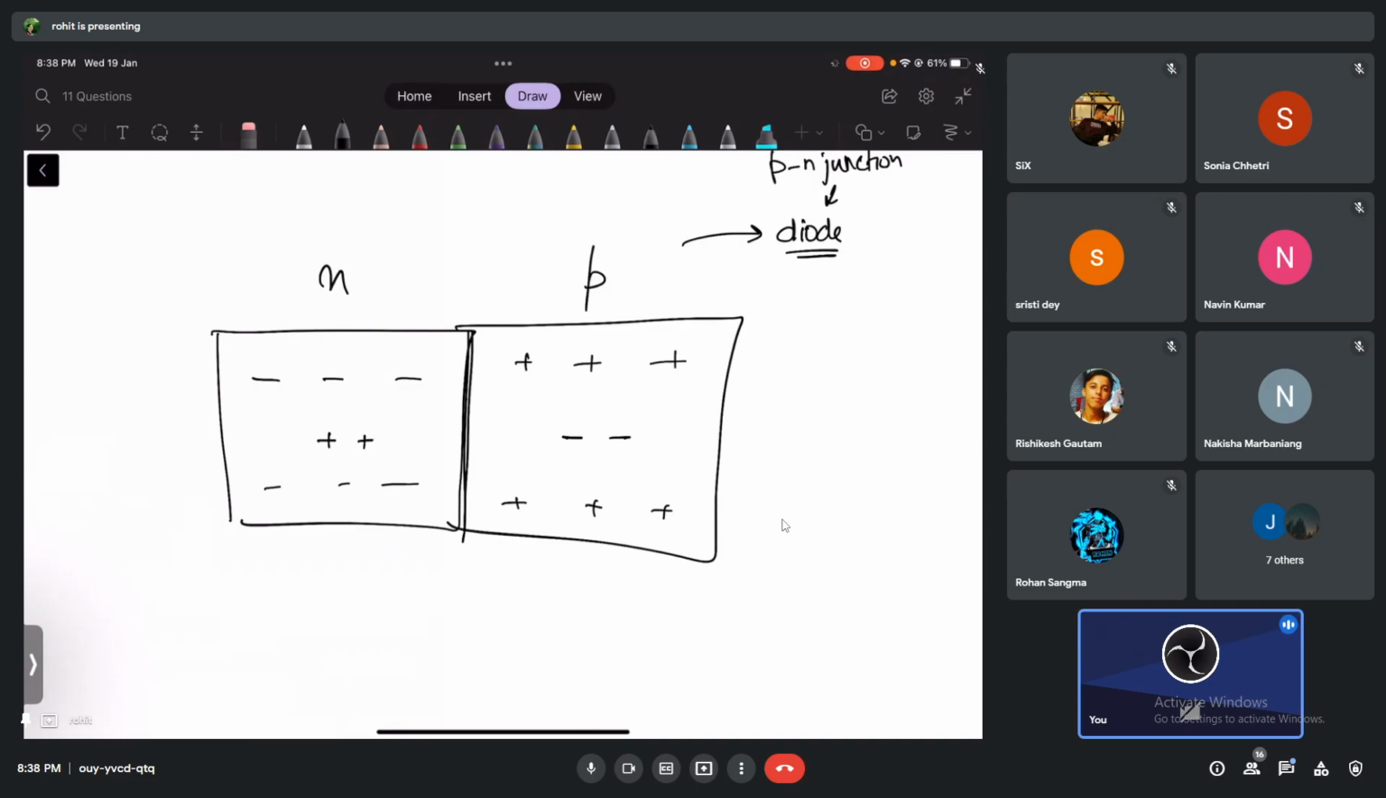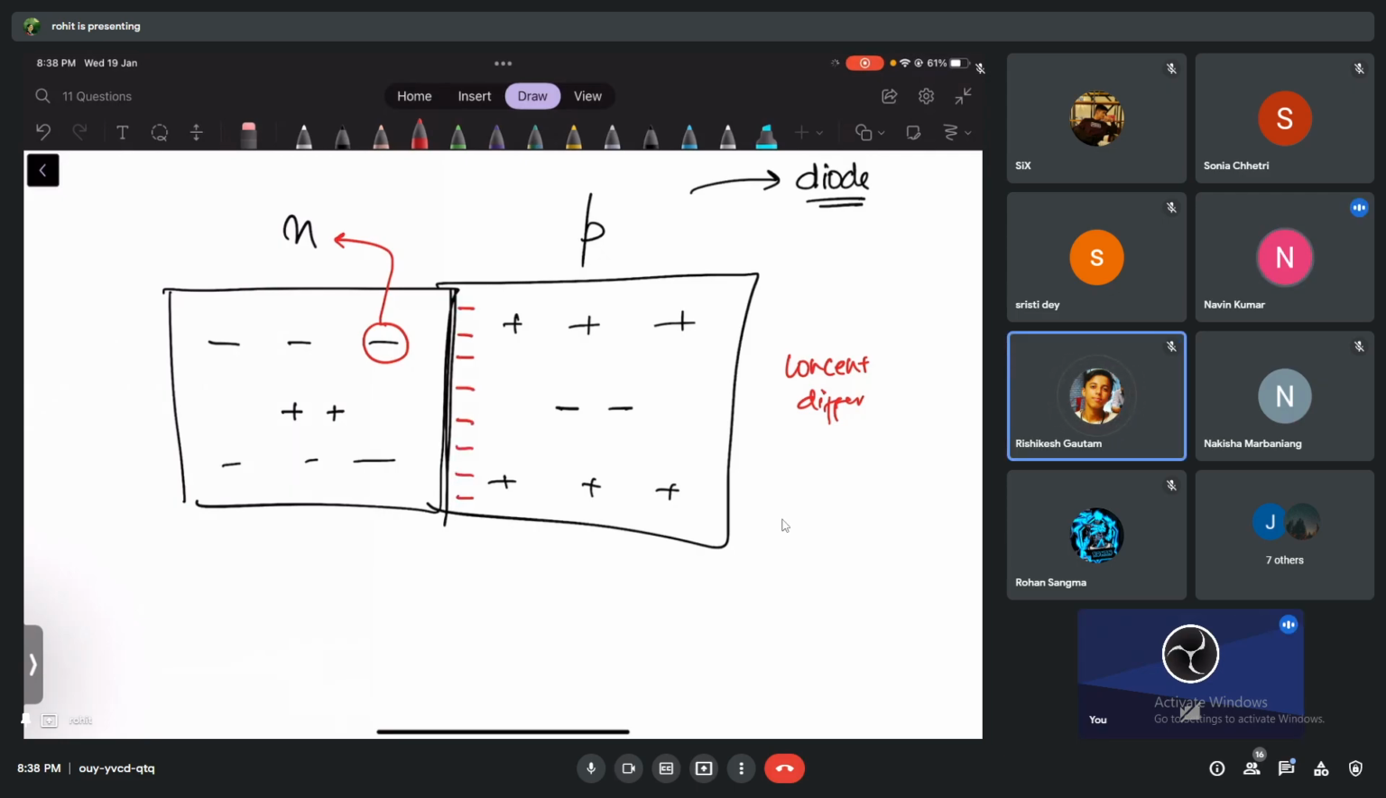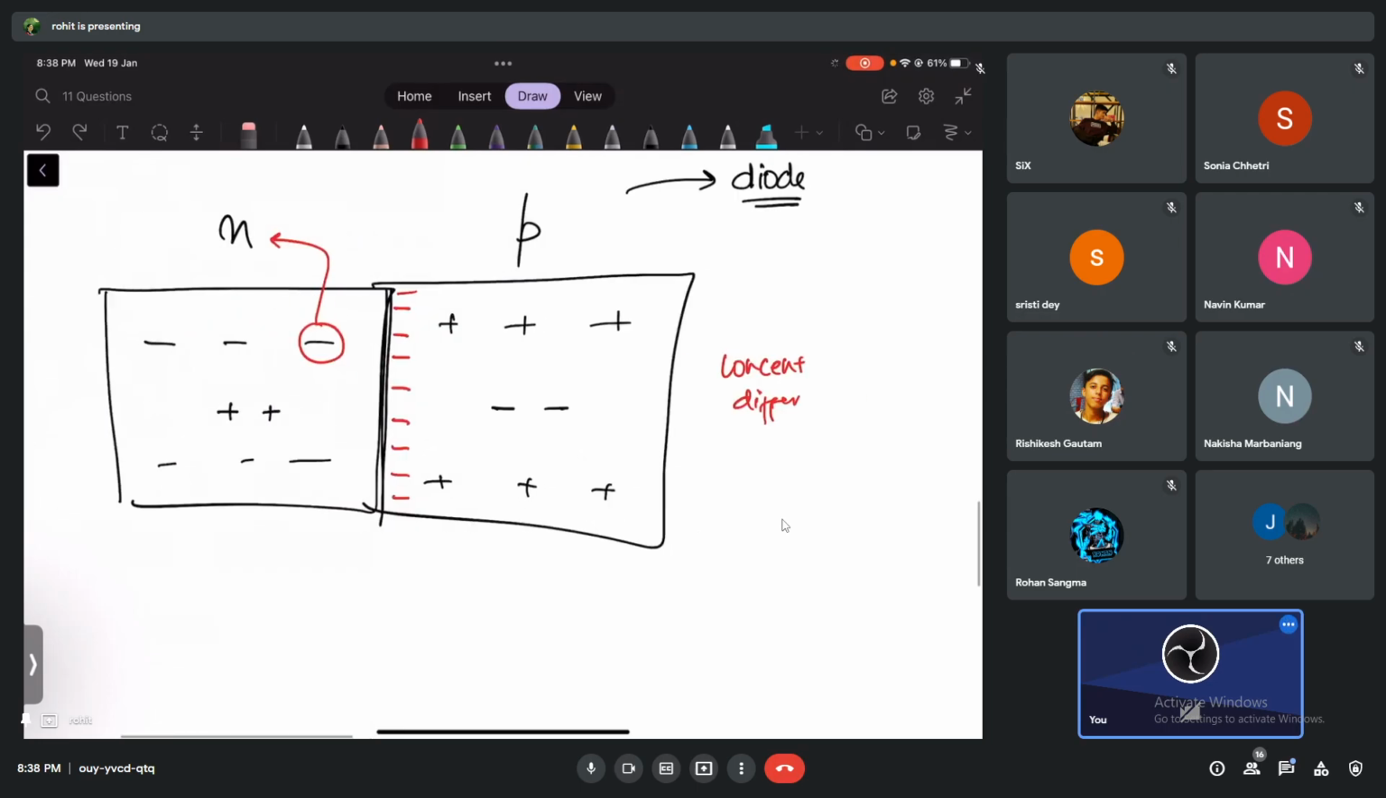What is the first thing that will start, guys? Because of concentration difference on both sides, what will happen? Electrons from which side, guys? Electrons from the N side will go to which side? P side, because they are pulled by the concentration difference. And holes will reach which side, guys? N side. Now, will they just cross, or will they cross and combine also? Cross and combine.